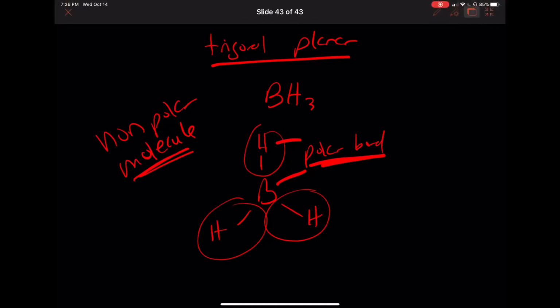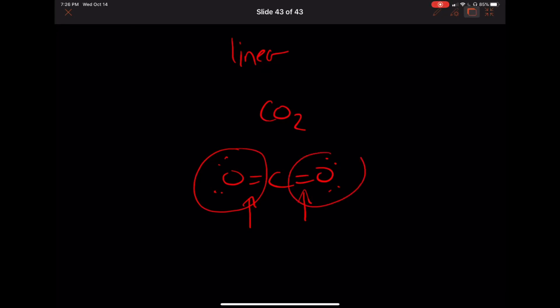And then this can also happen with linear. So I'll use CO2 again. Here's our Lewis structure for CO2. We've got a polar covalent bond here and a polar covalent bond here, but because these 2 polar covalent bonds are of equal magnitude, so they're both equally polar.